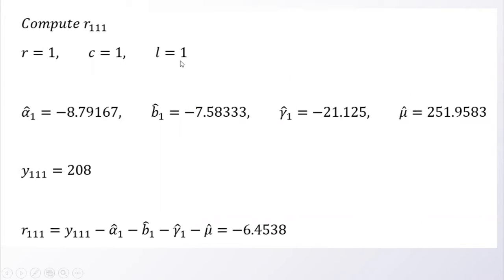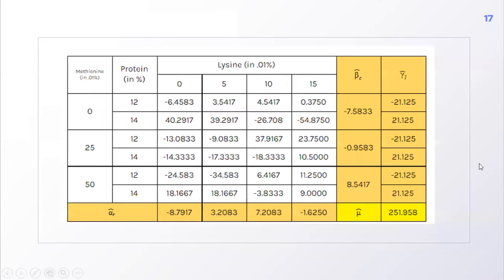Using the values that we computed earlier, we know that our alpha hat sub 1 is equal to negative 8.79167. Beta hat sub 1 is equal to negative 7.58333. Gamma hat sub 1 is equal to negative 21.125. And mu hat is equal to 251.9583. Recall in our original data set, the cell in Y sub 111 is equal to 208. Now substituting that in our second equation, we will get the value negative 6.4538. Applying this to all the cells, we will arrive at our final table that will look like this.